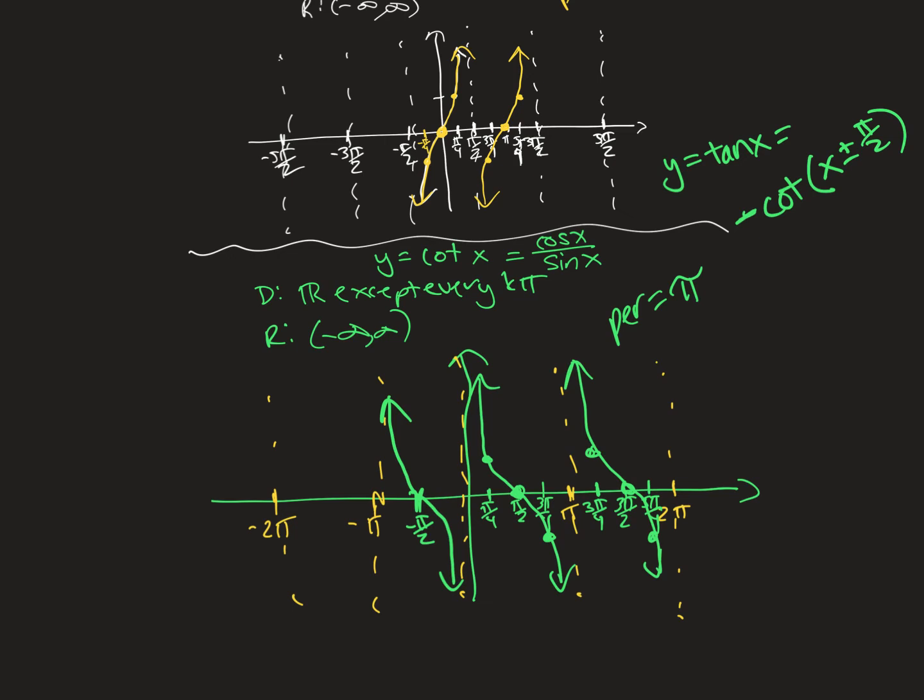All right. Okay, so let's do one of these graphs. I'm just going to make something up. So how about let's graph y equals 1 plus 2 tangent of 2x minus pi over 2. Let's do something like that. Okay.